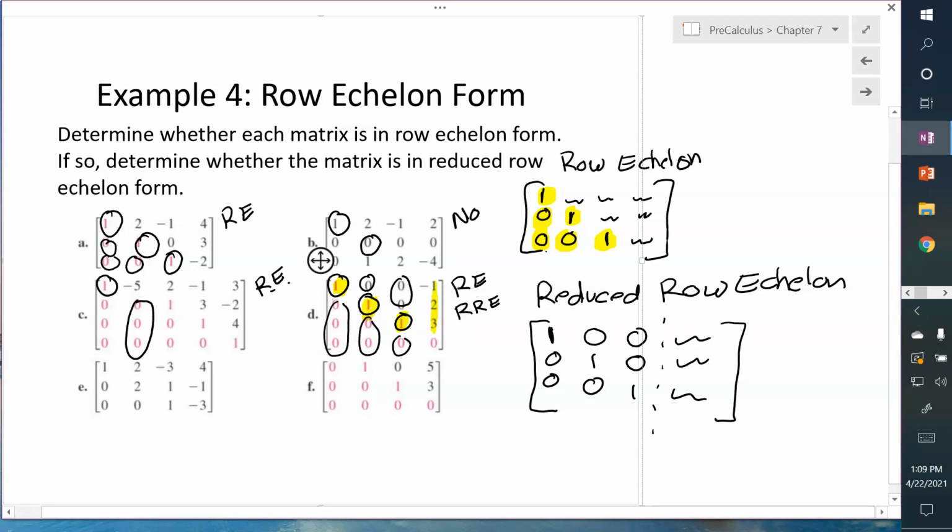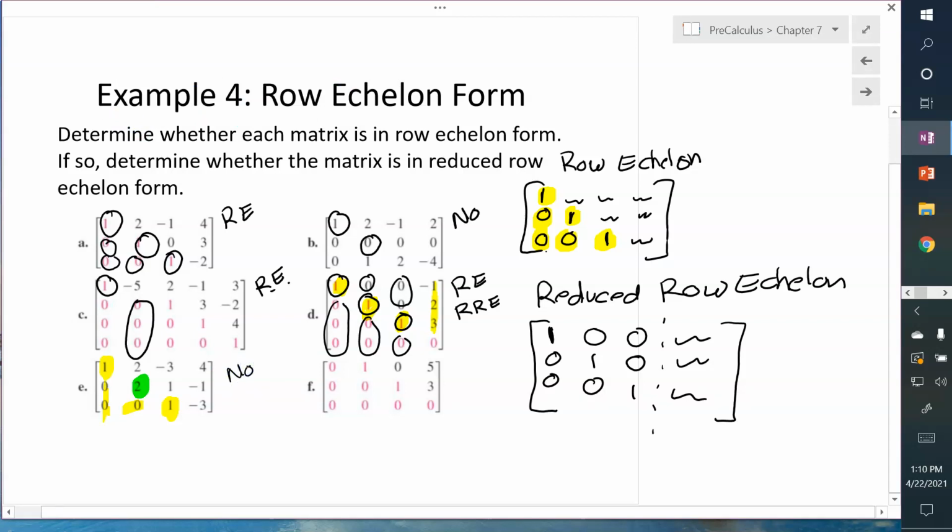Take a look at E. Now E, I have the 1, and I have a 1 here, and I do have these zeros and this 0, but what's messing it up is that 2 right there. So that one is not in row echelon form.